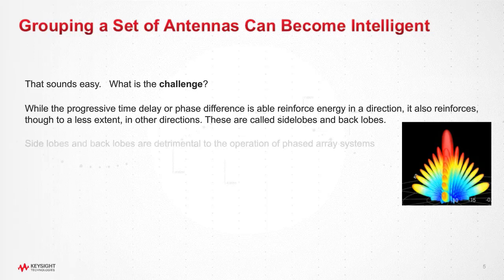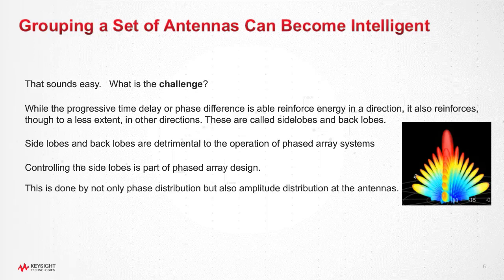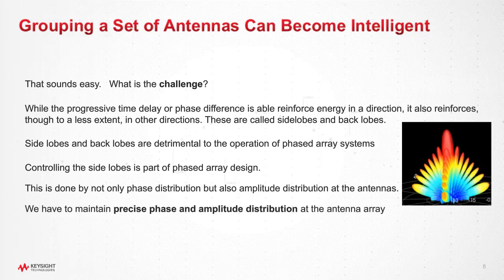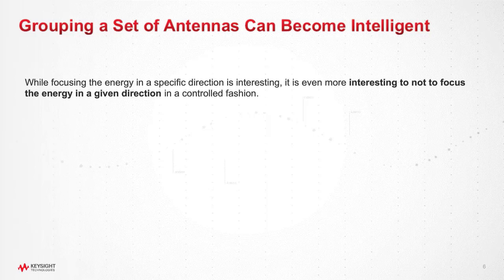These side lobes and back lobes are detrimental to the operation of phased array systems. Obviously, we have to control the side lobes for useful phased array operation, and that is a big part of phased array design. This can be done by distributing the amplitudes in addition to the phase at the antennas. By precisely maintaining amplitude and phase distribution at the antennas, we can reduce the side lobes as shown in the picture here.